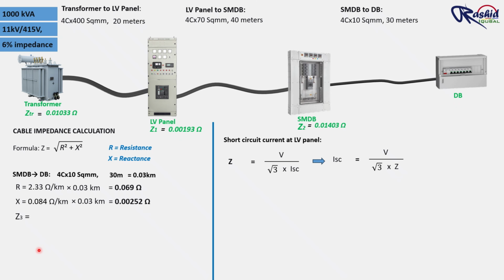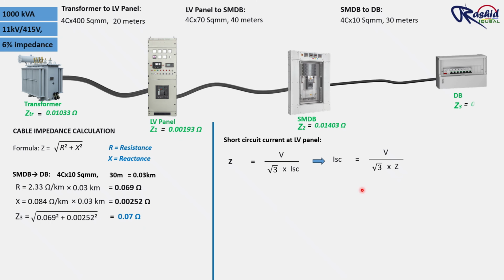Now substitute this in the same formula. Here I write Z3 impedance. This is the cable from SMDB to DB. This part of the cable Z3 equal to root under 0.069 whole square plus 0.00252 whole square. After solving this, we get 0.07 ohm.